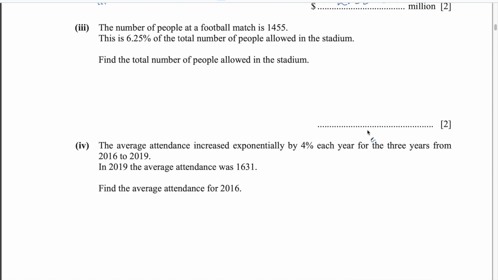For the third part, it says the number of people at a football match is 1455. This is 6.25% of the total number of people allowed in the stadium. Find the total number of people allowed in the stadium. So it's again a ratio, 6.25% is corresponding to 1455. Now you are looking for the total number of people allowed in the stadium. So it is your unknown.